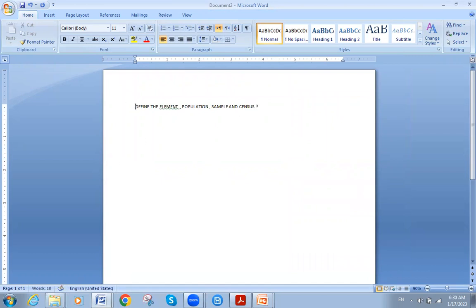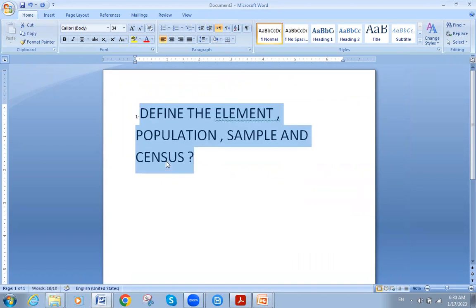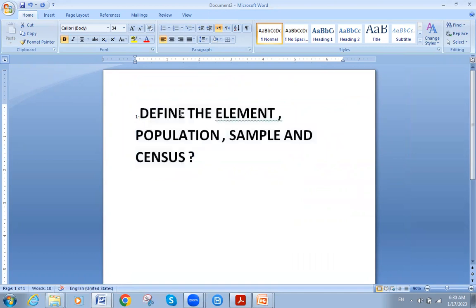One: define elements, population, sample, and census. This is our first question today.